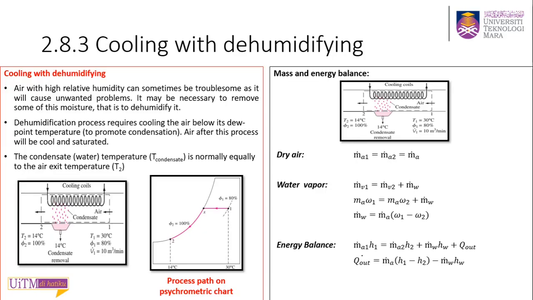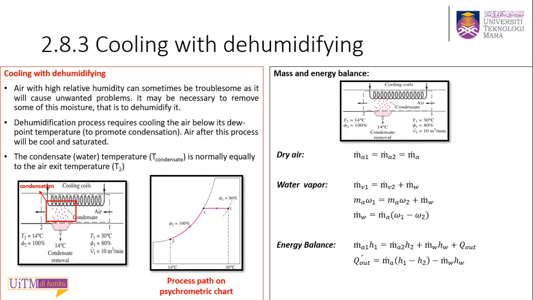Saturated here means that the air will have a relative humidity of 100%. Once the air is saturated, water droplets will start to condense. The condensate temperature leaving the air is usually the same as the air temperature leaving the system. The process path for this process on a psychrometric chart is shown in the figure on the right.